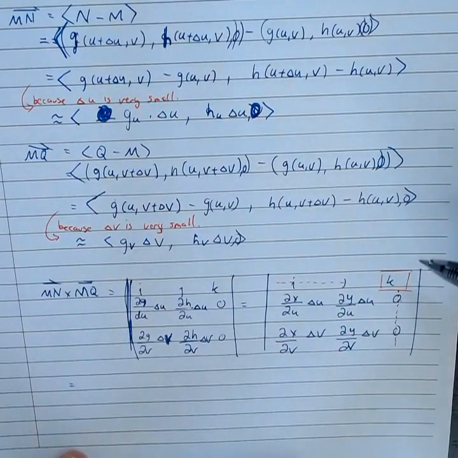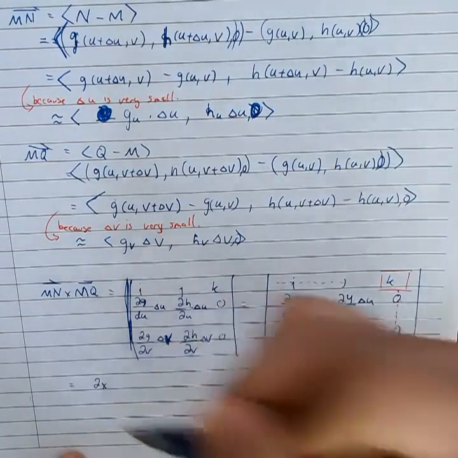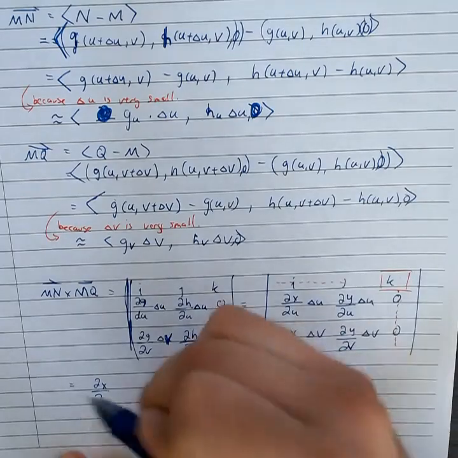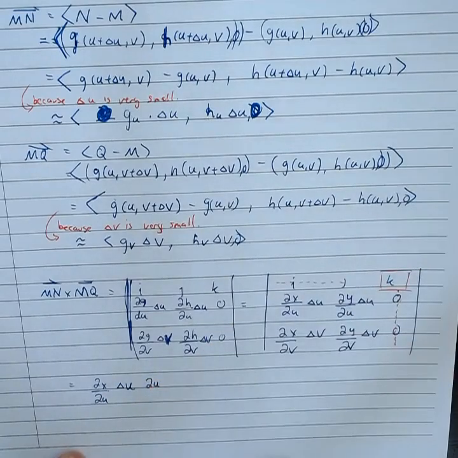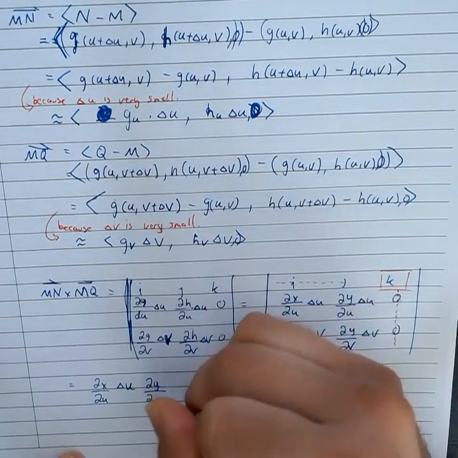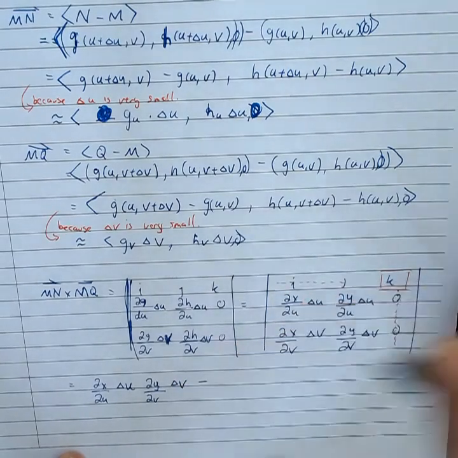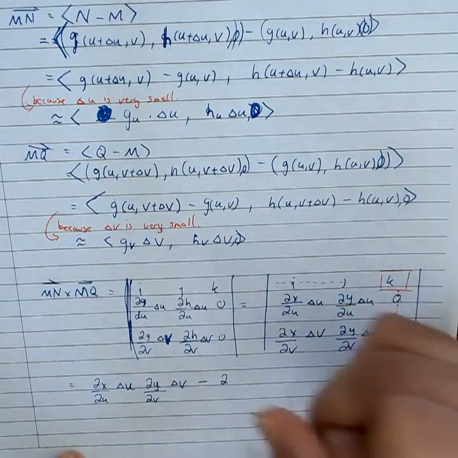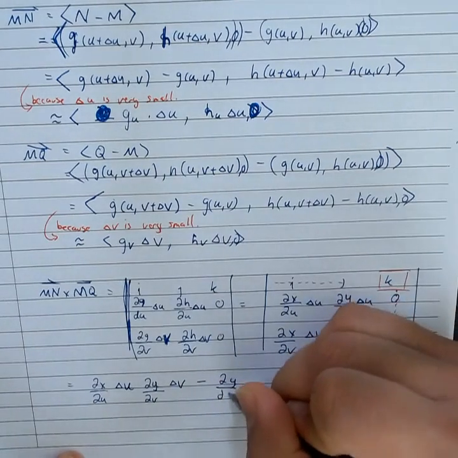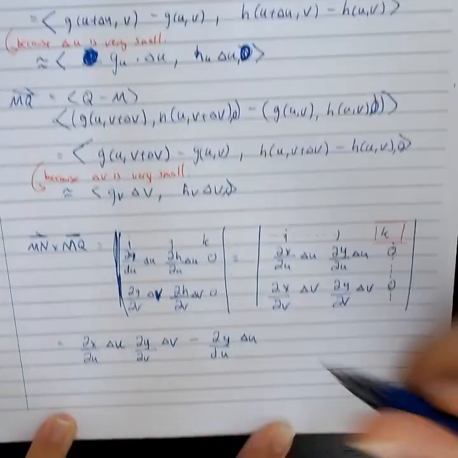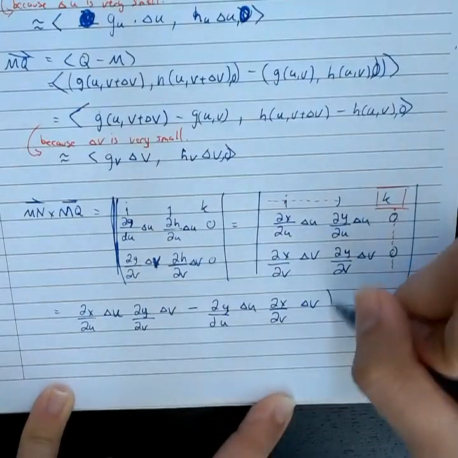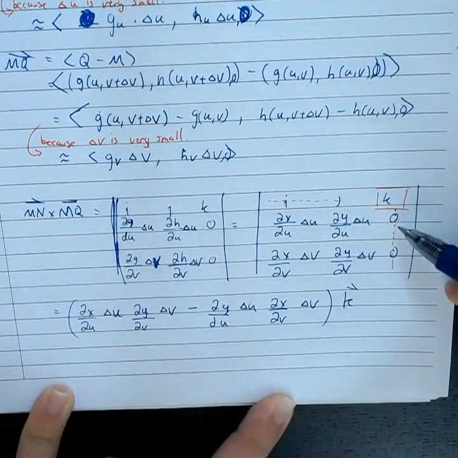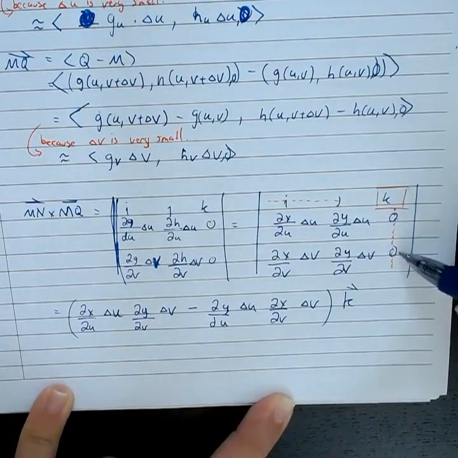Okay, so that's going to be, well, let's see, that's going to be del x del u delta u times del y del v delta v minus, and then we're going this way, del y del u delta u times del x del v delta v. And all of this is just the third component. The first component and the second component will be 0 because the minors of those will be 0.